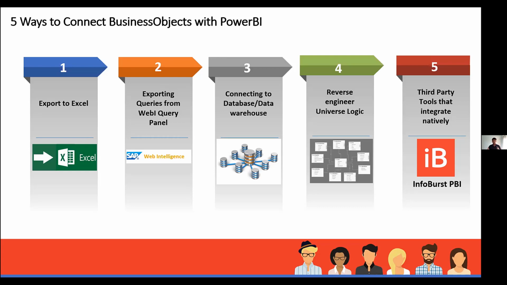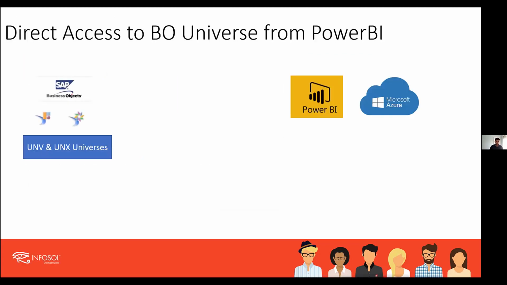Now, our fifth method, which is what I'm going to show today, is to use a third-party native integration tool. In this case, it's going to be InfoBurst. And I'm going to show you how you can skip the first four methods and have a simple, easy-to-access way of using your BusinessObjects data sources in Power BI natively.